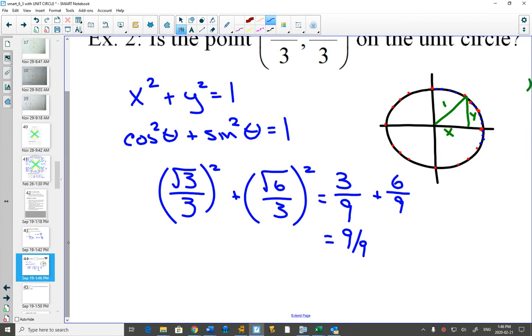Anybody know what 9 over 9 is? It's equal to 1. So we can write a statement. Is it on the unit circle? Yes, it is on the unit circle. If it wasn't equal to 1, then you could tell that it wasn't on the unit circle.